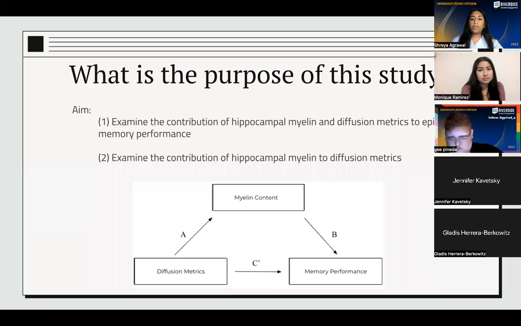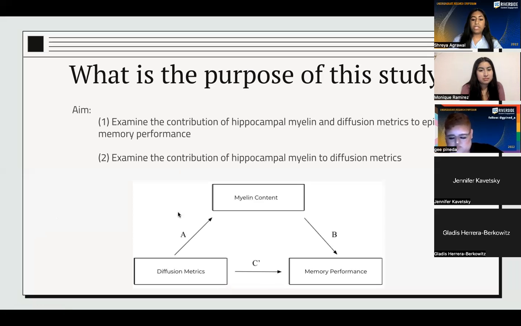And so a little bit more about the purpose of the study. We had two primary goals. The first one was to examine the contribution of hippocampal myelin and diffusion metrics to episodic memory performance. And we predicted that greater myelin content and lower diffusion metrics would contribute to better memory performance. And then the second goal of the study was to examine the contribution of hippocampal myelin to diffusion metrics.